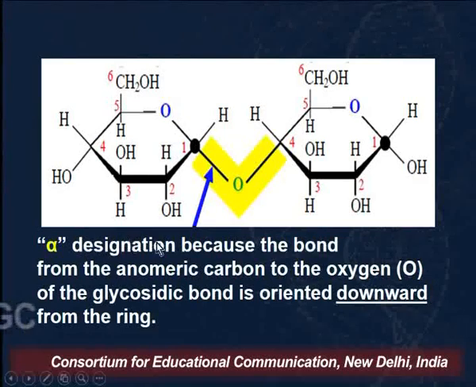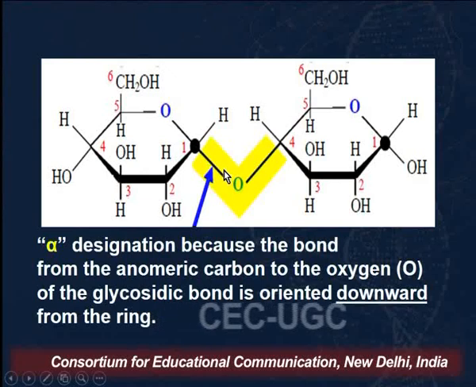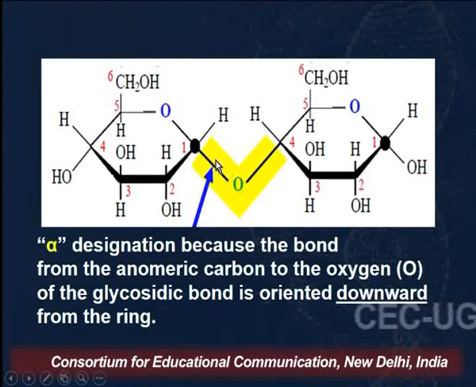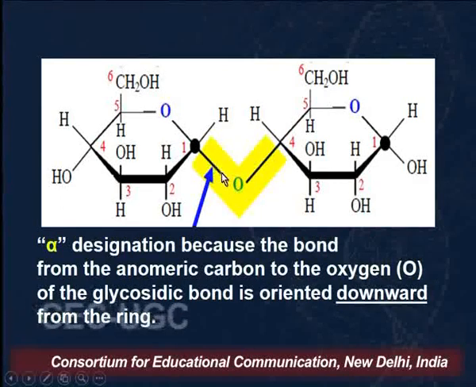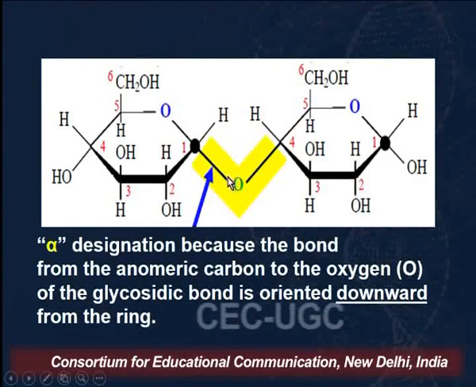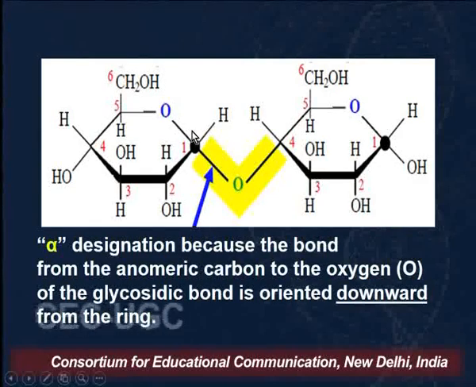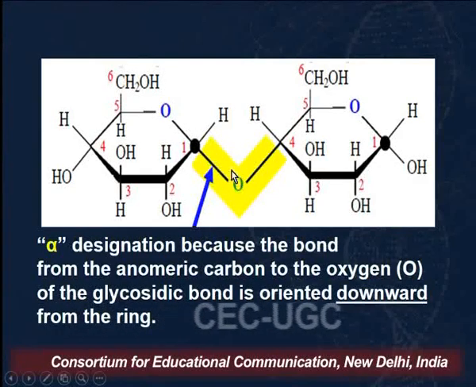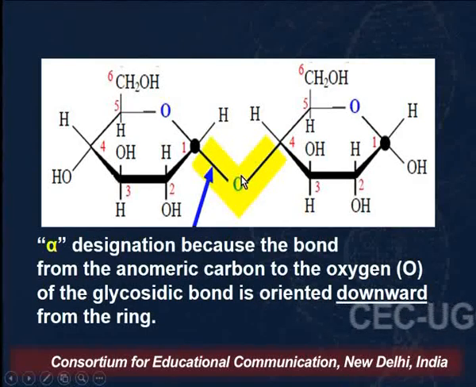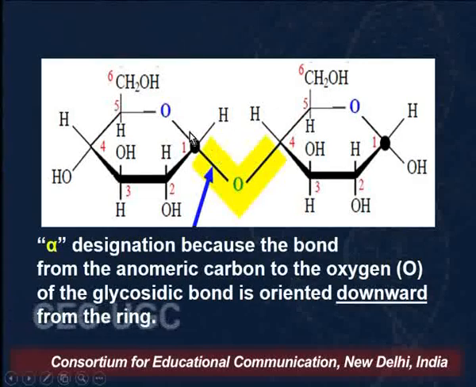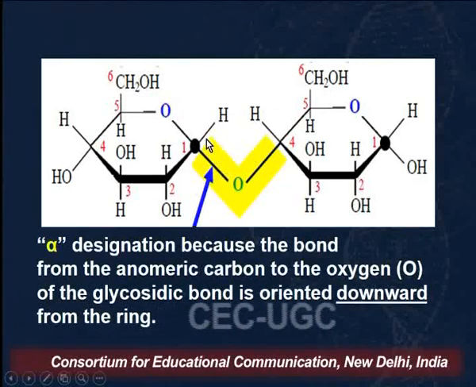So we give it the alpha designation. Why will we give it the alpha designation? Because the bond from the anomeric carbon to the oxygen of the glycosidic bond is oriented downwards. This is the bond by which we are illustrating the alpha linkage. As you can see on your screens, I am trying to depict that this is the alpha linkage here, that is, this bond is the alpha bond.